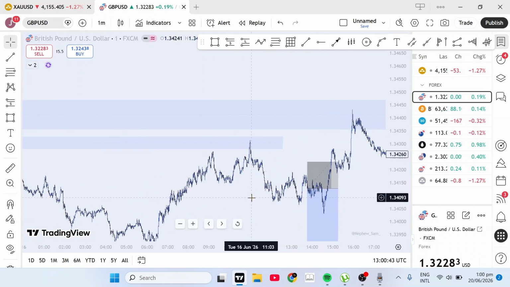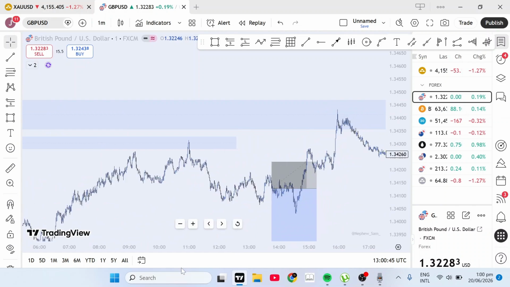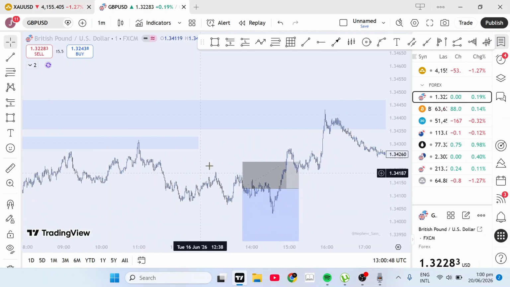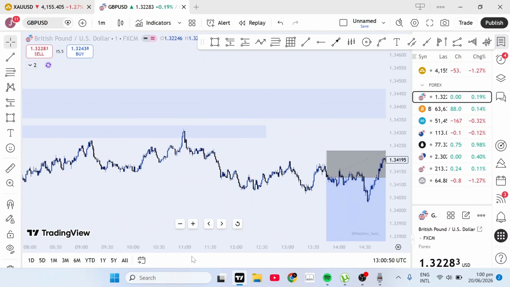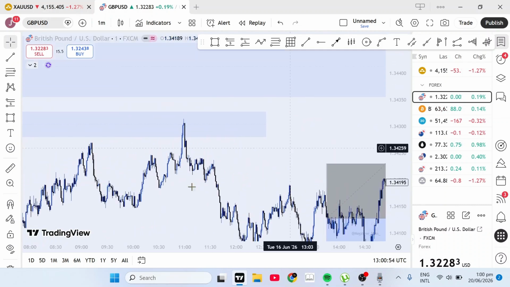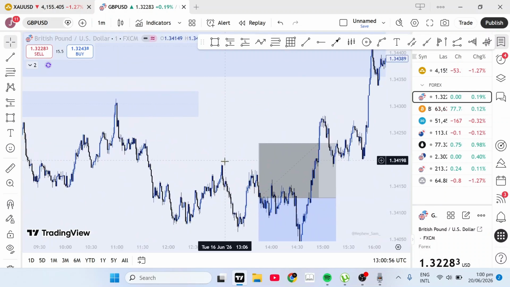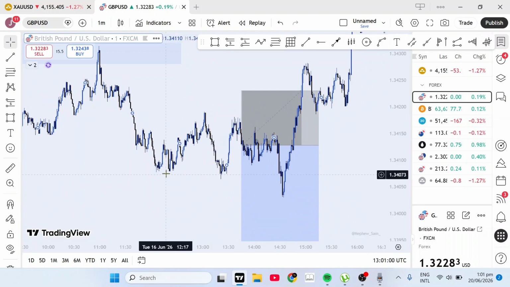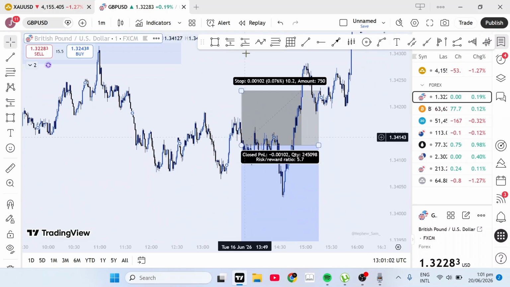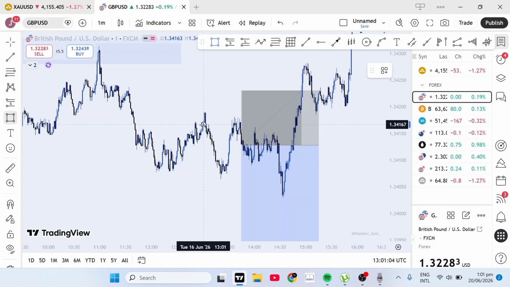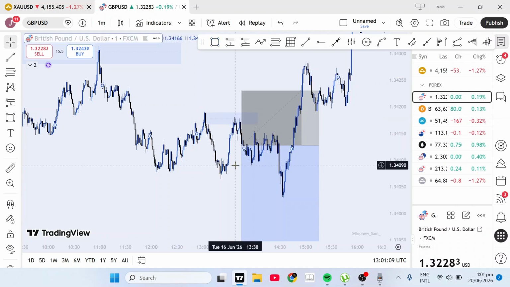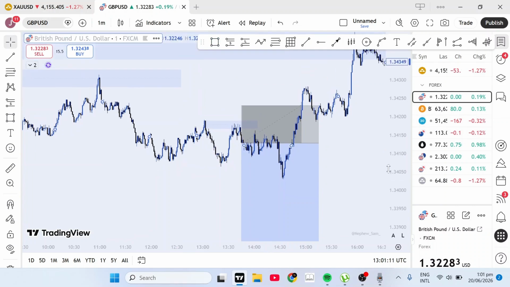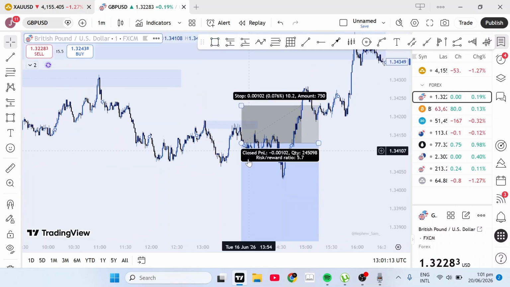So after we reacted from here, I saw the break of structure over here. As you can see, there was a break of structure, and then what happened? Price retraced, and came down here, broke below this low as well. So when price got here, I saw this reaction, and price has already moved a little from this reaction.